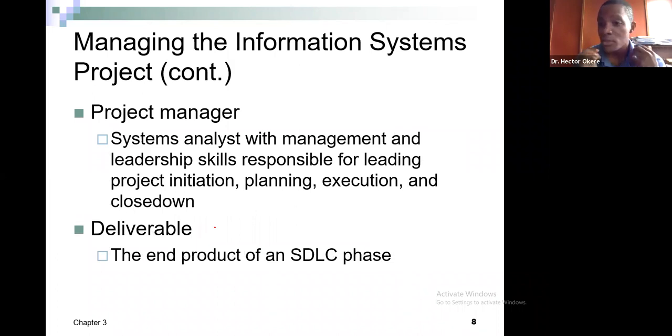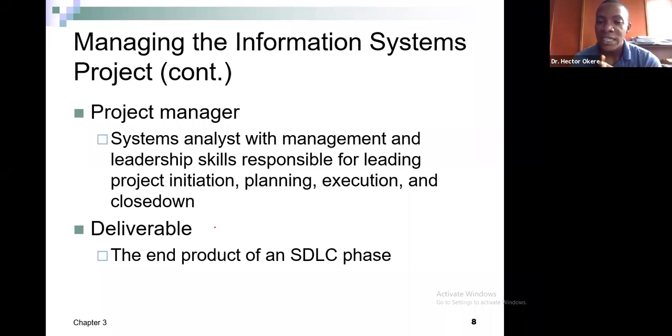Who is a project manager? So you, as a system analyst, if you are given the task or the job to develop a system, or you are the one who is the leader of the team, then you are the project manager. A system analyst with management and leadership skills is responsible for leading project initiation, planning, execution, and close down. So you have to start to think like a project manager and a system analyst right now.